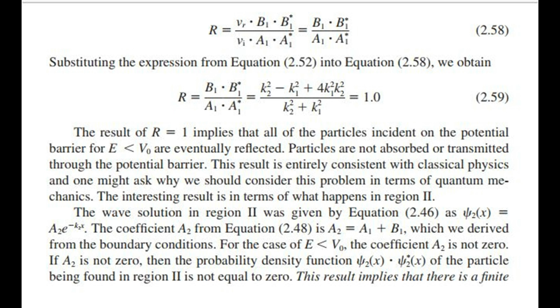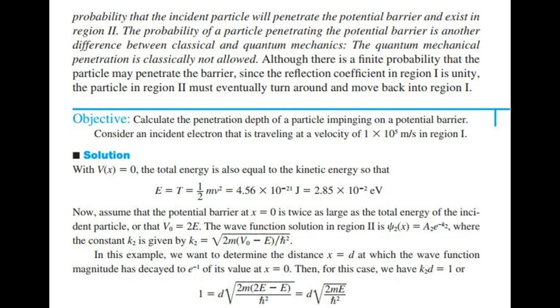This result implies that there is a finite probability that the incident particle will penetrate the potential barrier and exist in region 2. The probability of a particle penetrating the potential barrier is another difference between classical and quantum mechanics. The quantum mechanical penetration is classically not allowed. Although there is a finite probability that the particle may penetrate the barrier, since the reflection coefficient in region 1 is unity, the particle in region 2 must eventually turn around and move back into region 1.